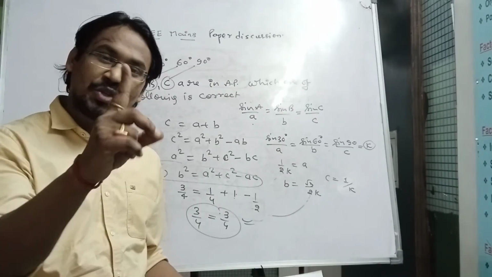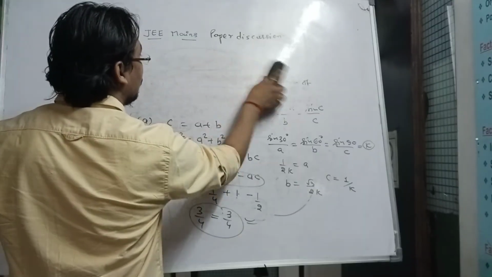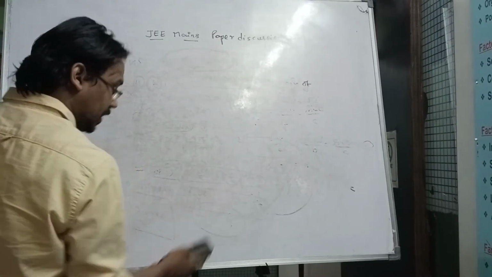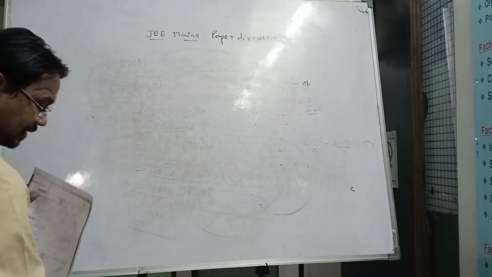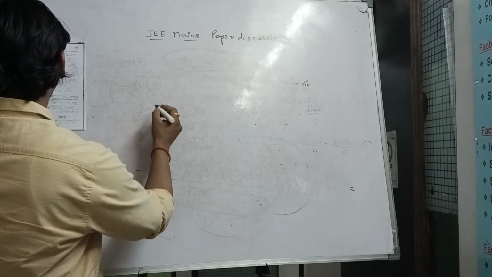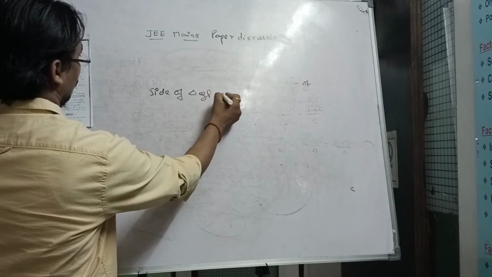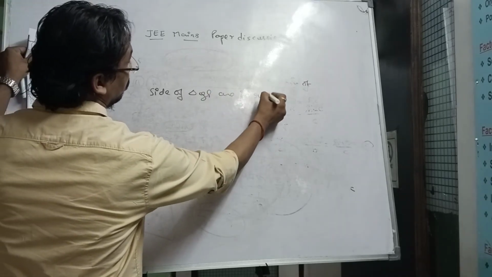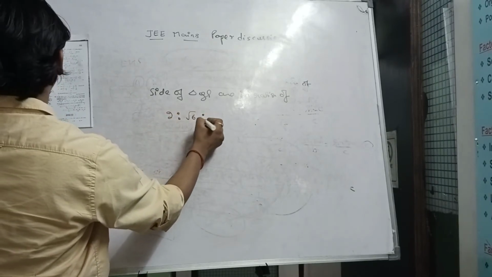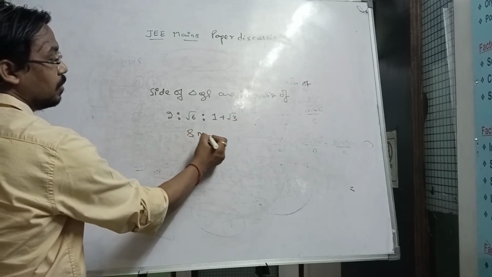Now coming to one more question. If you pay attention, the next question is from the same category, that is trigonometry. In this question they have given that the sides of a triangle are in the ratio 2 is to root 6 is to 1 plus root 3. They are asking what will be the smallest angle.